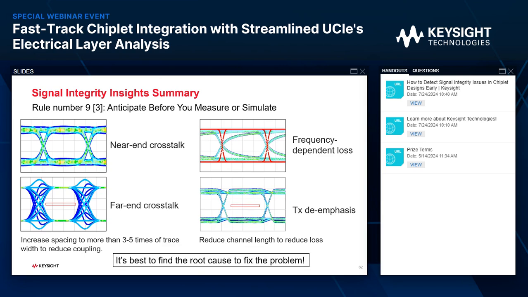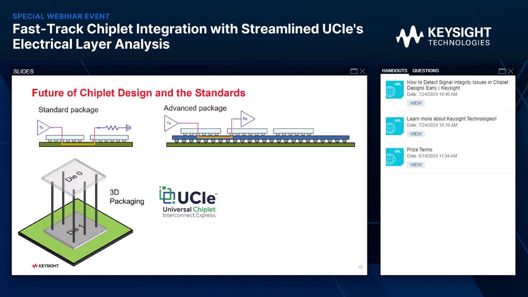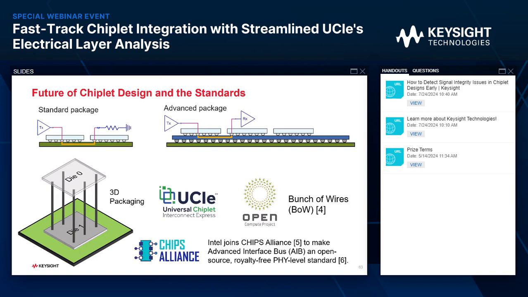For the future of chiplet design and the standards, so far they have standard package, advanced package, UCIe. They're working on 3D packaging and the relevant specifications. And I know there are a bunch of wires, BOW, also working on standards. Intel recently joined the CHIPS Alliance so then they can make AIB, Advanced Interface Buses. I would expect all the standards to have ways to work with each other. So then the entire chiplet design ecosystem will be more robust and interchangeable.